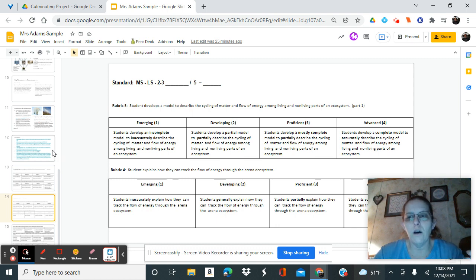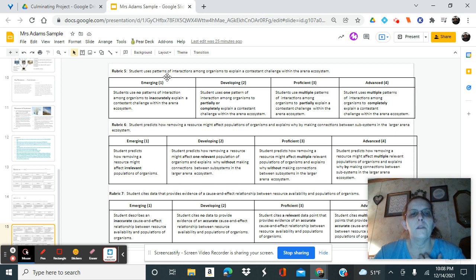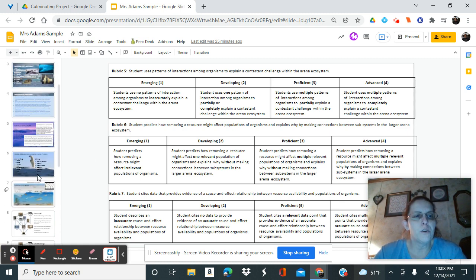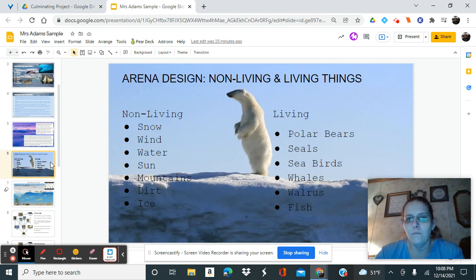And if you draw a picture or you get a picture from the internet, that's fine, as long as you also explain the flow of energy. And I'm going to show you an example of that here in a minute. And then you also need to explain track the flow of energy through an ecosystem. Okay, how do you track the flow of energy? And then the pattern of interactions among organisms. Okay, do you remember that? So let me show you what I did on that one. So this is from the group project. This is just my list of living and non-living things in my area.